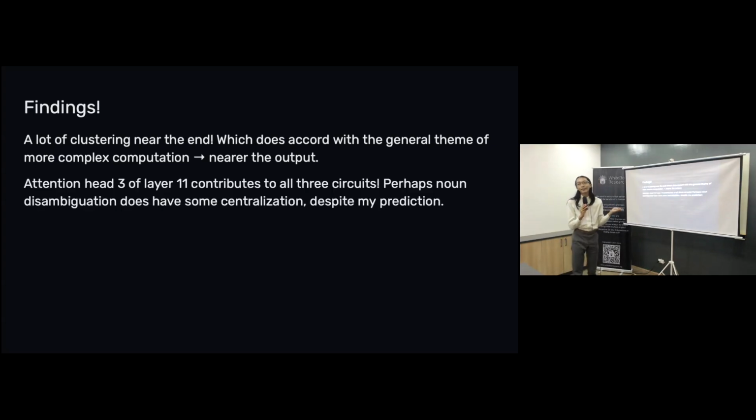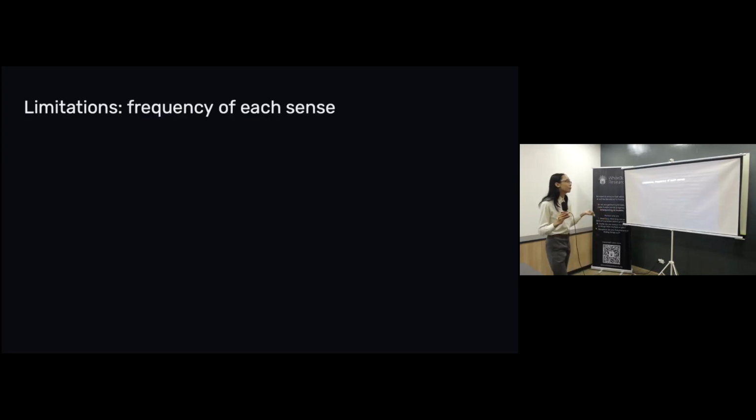And if you look closely, which I imagine was very difficult for you, but I'll post the slides on the Discord. Attention head 3 of layer 11 contributes to all three circuits. So maybe now disambiguation does actually have some centralization despite my prediction, which would be super surprising to me if I could find something that fires for all of that. I only made 3 data sets, but I could make more. I just want to talk about one biggest limitation that I have.